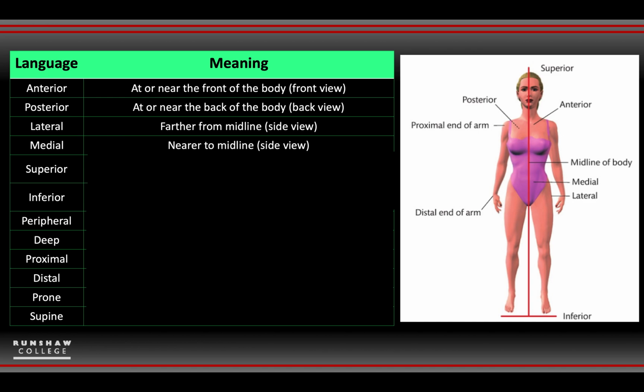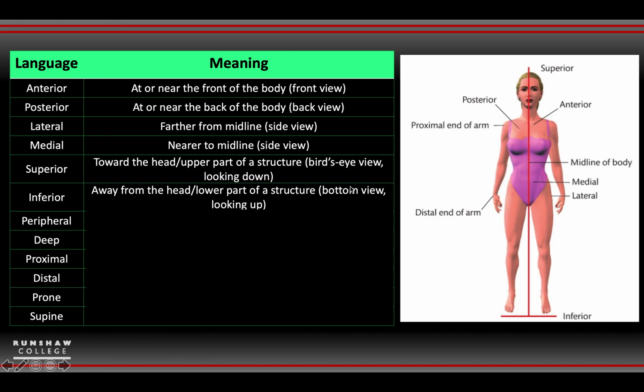So for example, if we were to look at the shoulder, the joint would be medial in comparison to the wrist joint. Okay, we've also got the medial ligaments on the knee and lateral ligaments of the knee, and that relates to different sides. Superior, inferior are related to top and bottom.